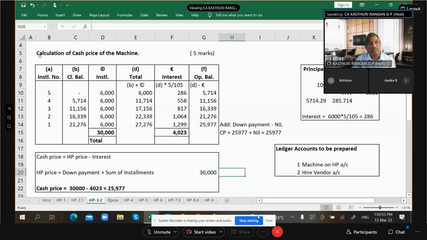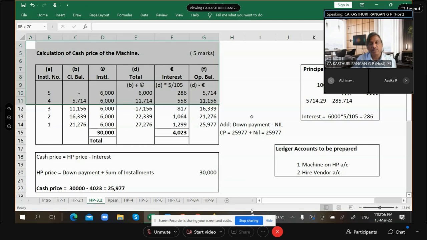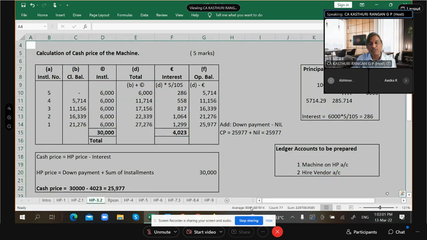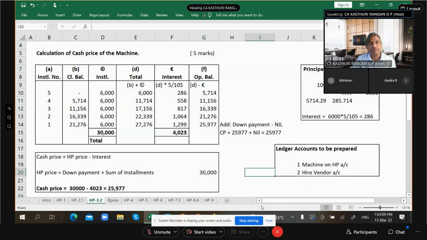So this problem, I will keep it on the screen only. If you are free after the lunch, you can try problem number 1 to calculate the cash price. Okay. Come back at 2 o'clock.